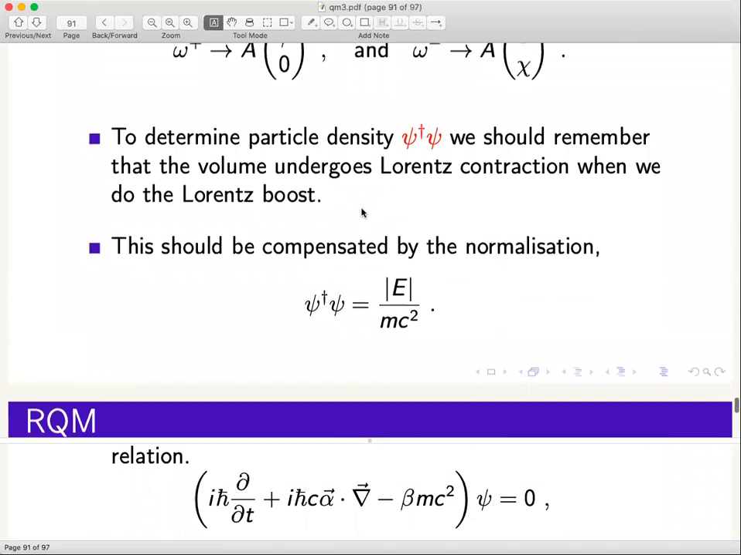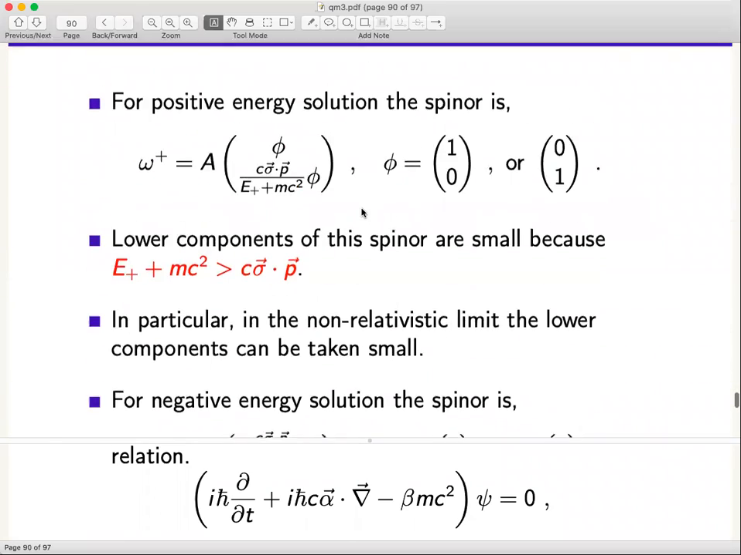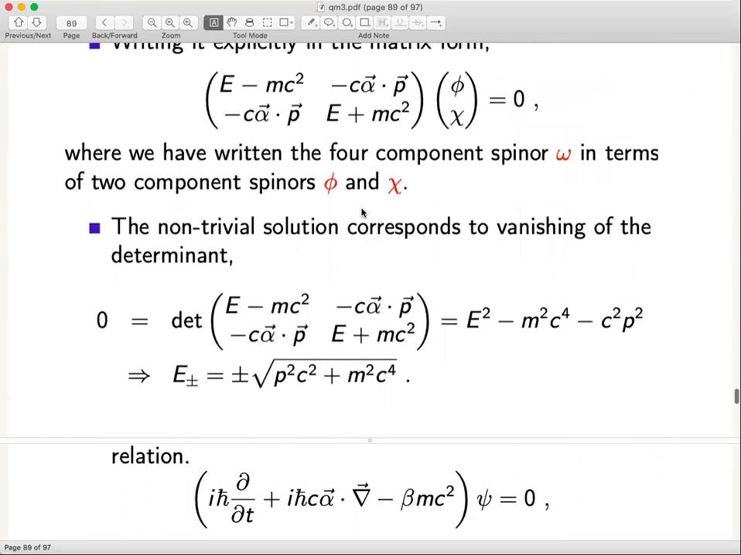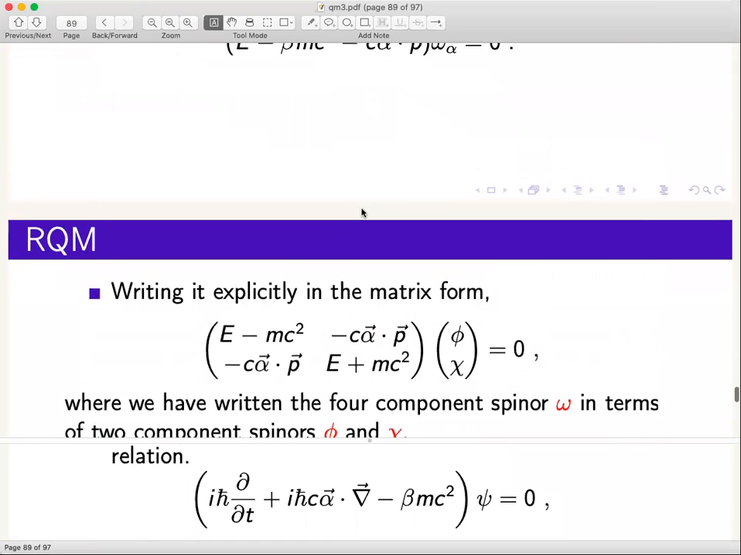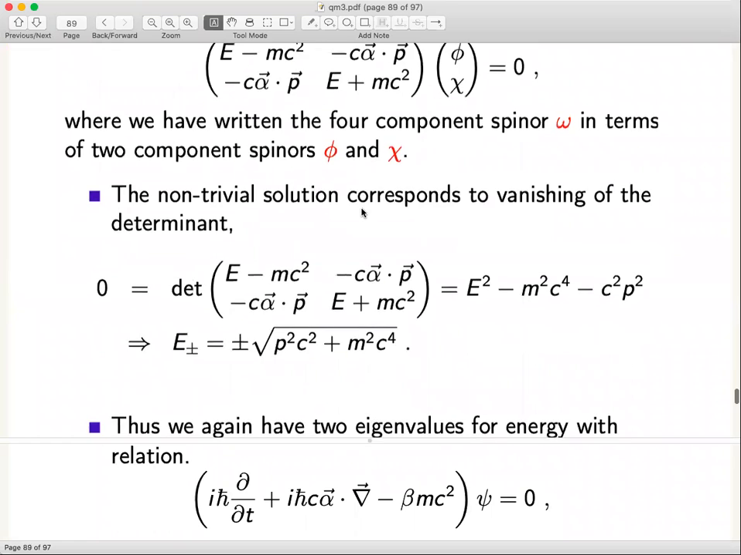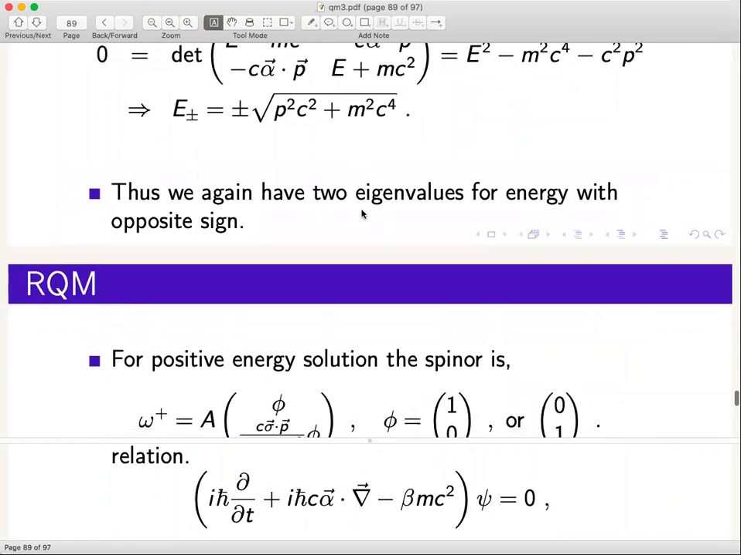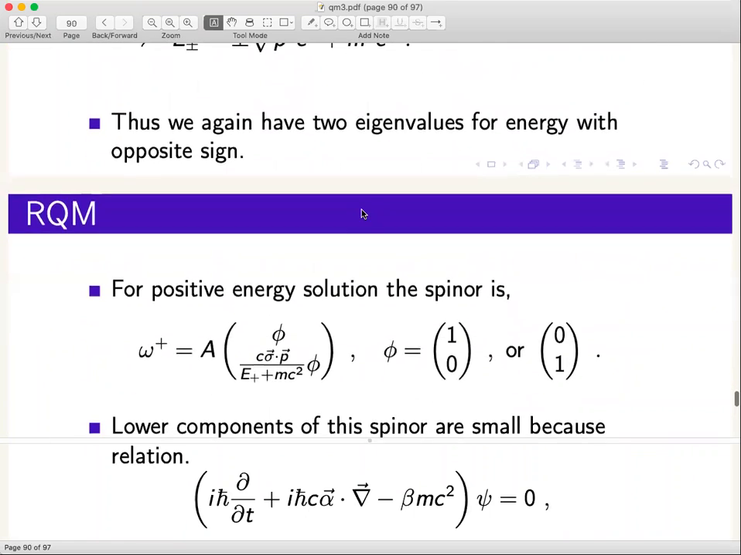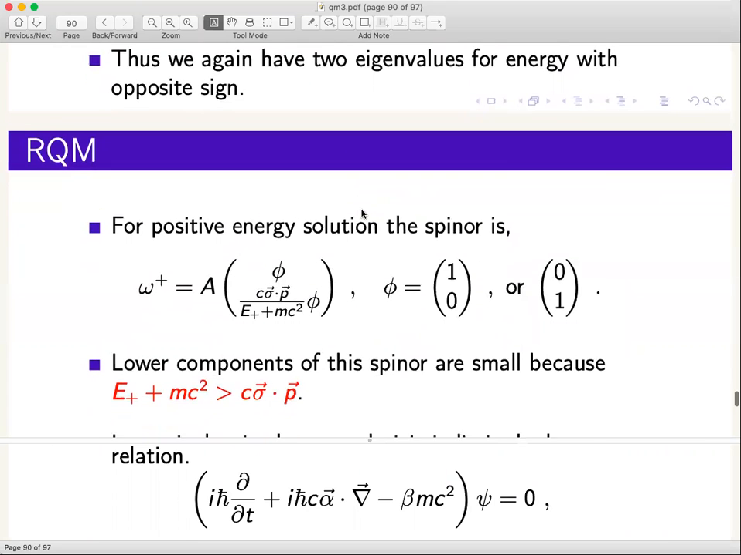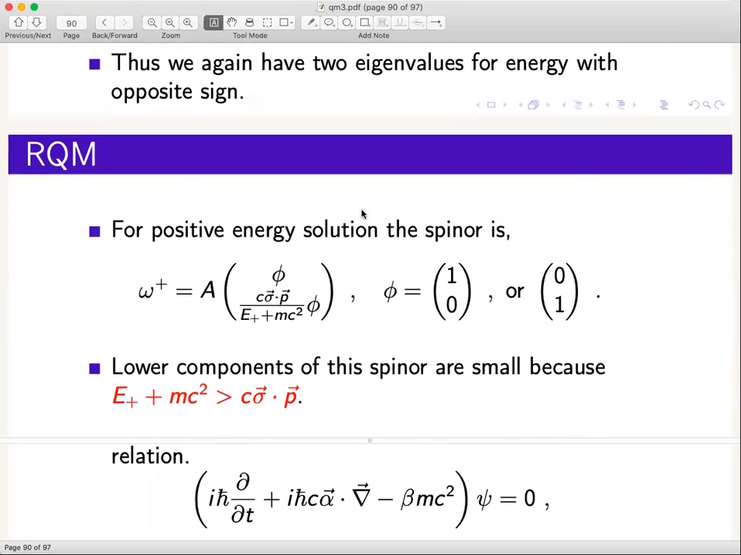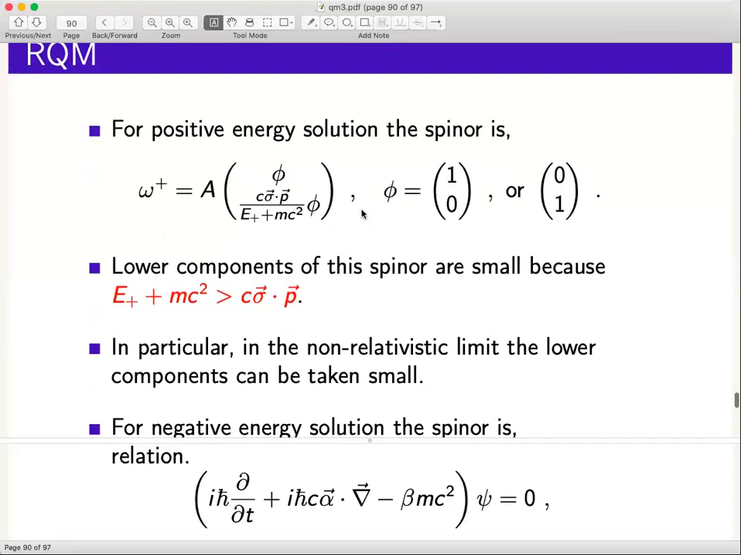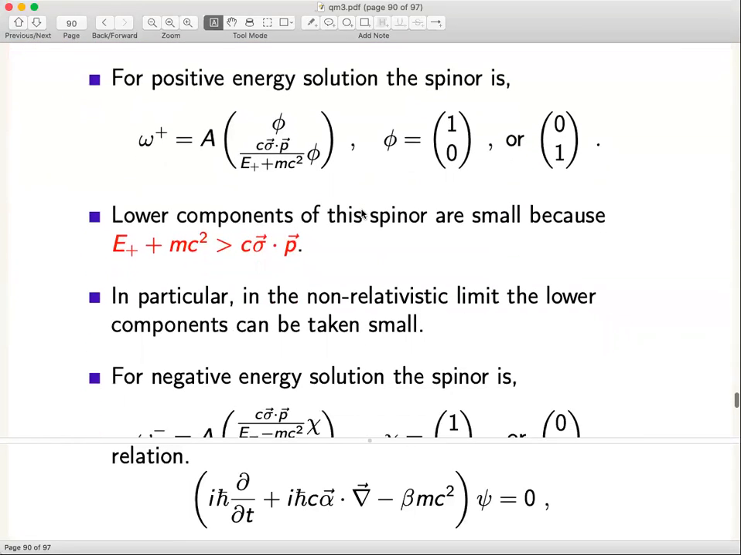Could you go a couple of slides back? Yeah, sure. We just calculated the energies here. Here or further up? Below. Oh, okay. Yes, it's fine.